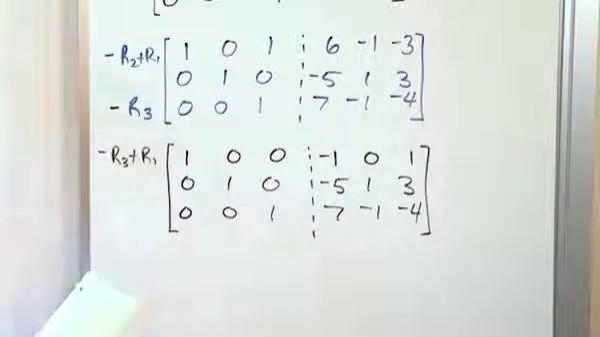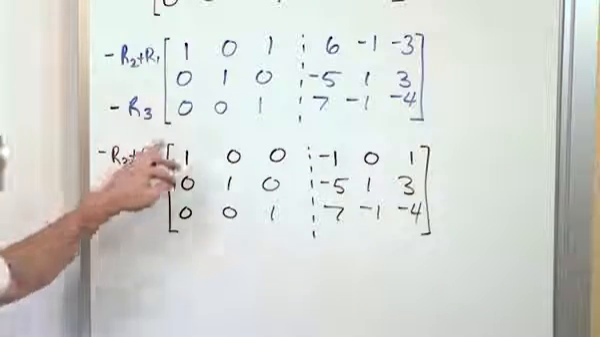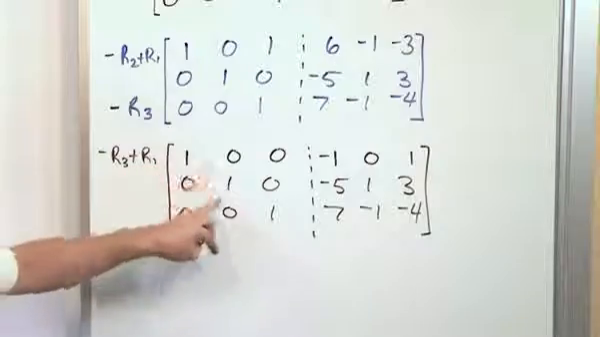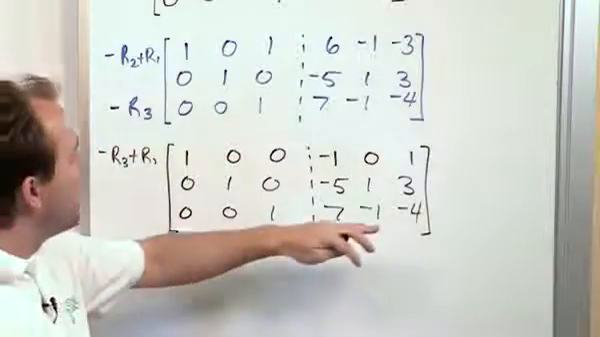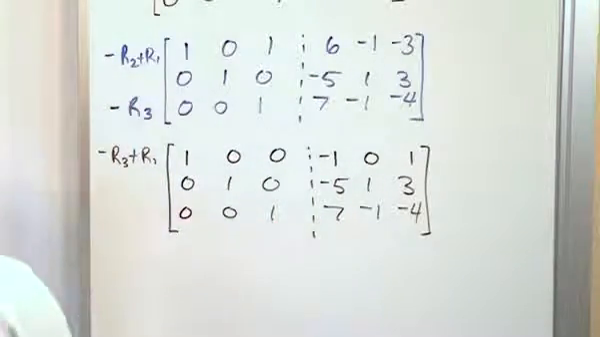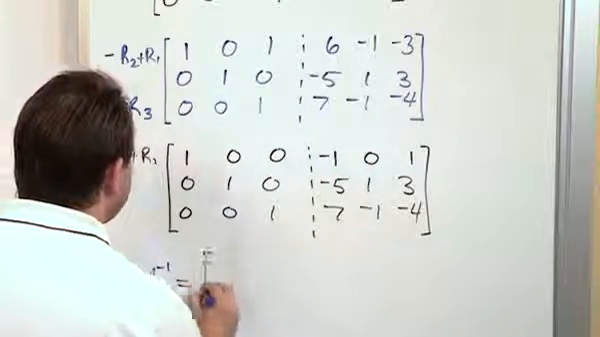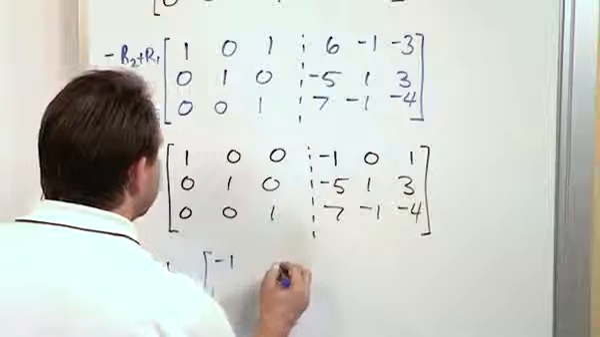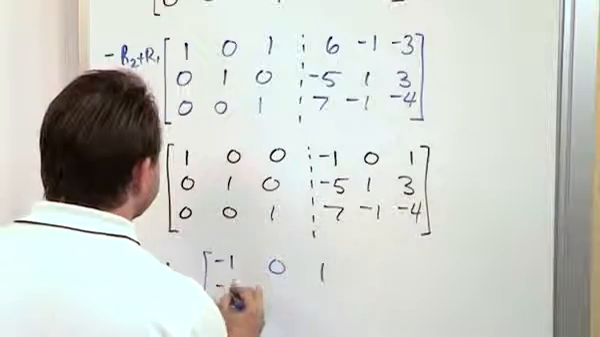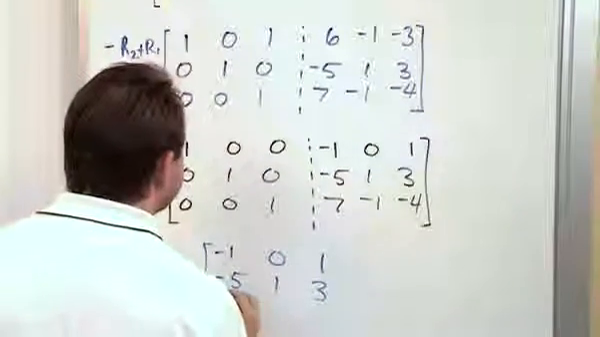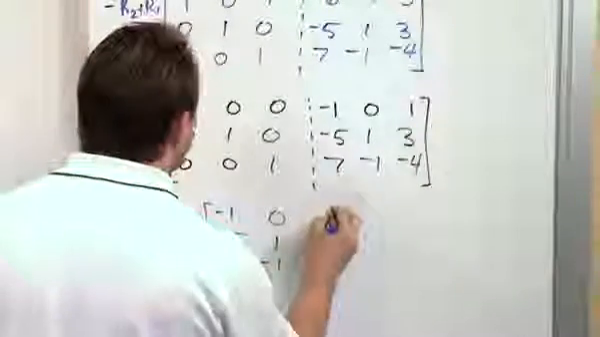So through a bunch of steps, what we have figured out is that when we manipulate row operations, we can get the left-hand side to be an identity matrix with 1s on the diagonal, 0s everywhere else. And the right-hand side is what we're now going to call our inverse matrix. So the inverse of the matrix is negative 1, 0, 1, negative 5, 1, 3, 7, negative 1, 4. That is the inverse matrix.